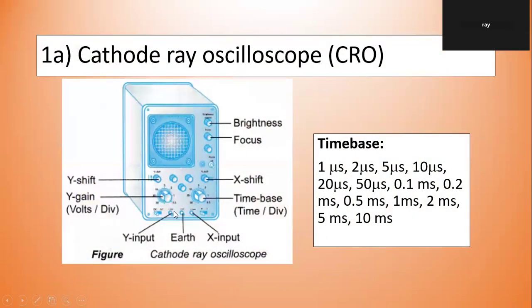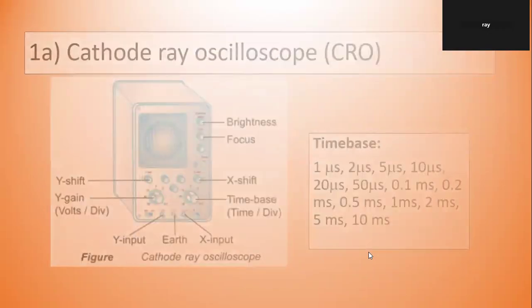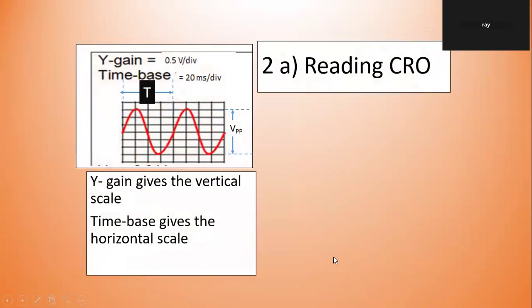So that is the control. The Y gain, brightness, I won't go into that. There's a time base. It doesn't have 3 or 4. It has 1, 2, 5, then 10, 20, 50 microsecond. The Y gain gives the vertical scale, the time base gives the horizontal scale. Each division is 20 millisecond. Vertical scale is 1 division to 0.5 volt.